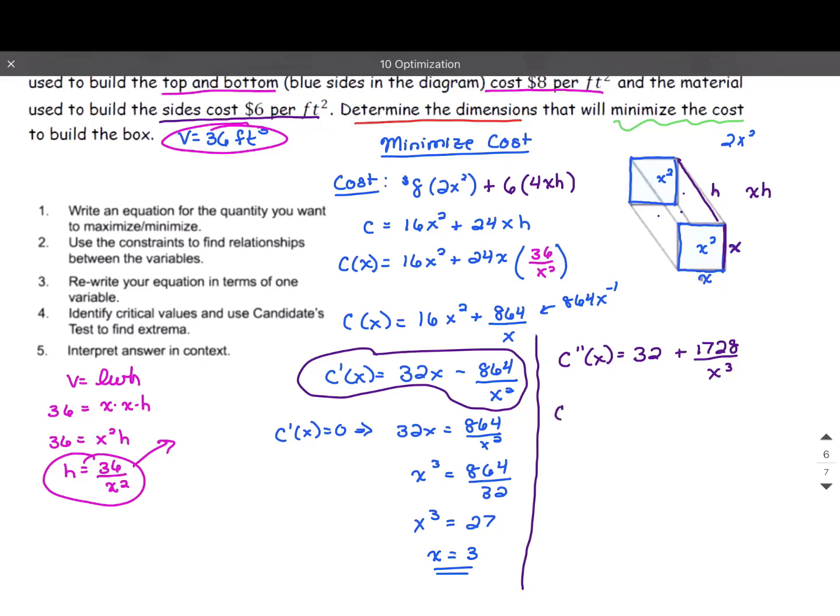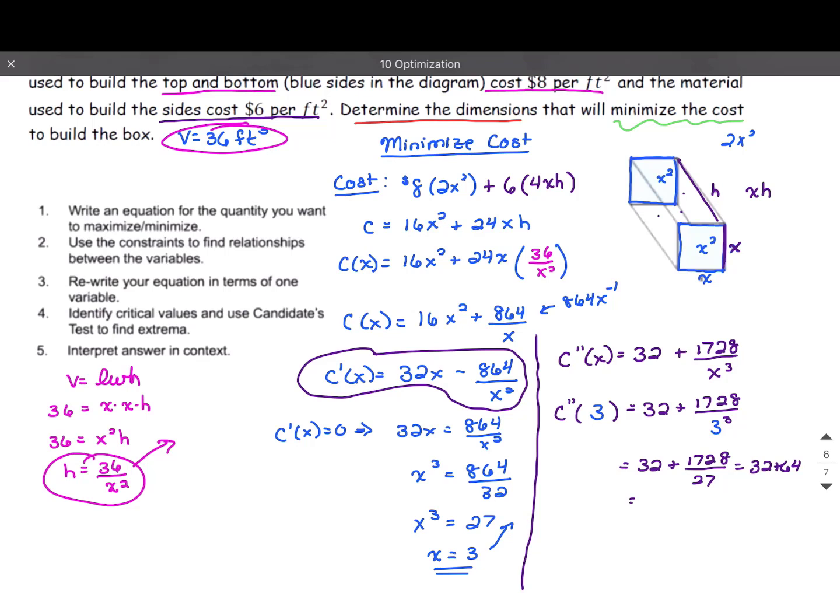Now we're going to take this second derivative and substitute in our critical value of 3. So we're going to have 32 plus 1728 over 3 cubed. Okay, so that's 32 plus 1728 over 3 times 3 is 9, times 3 is 27. That's going to give us 32 plus 64.